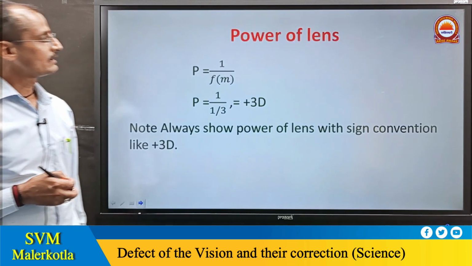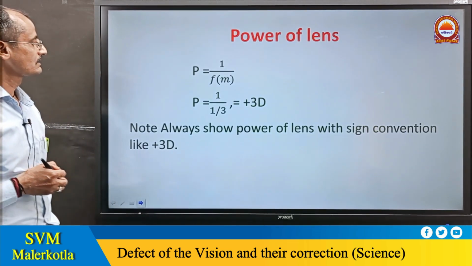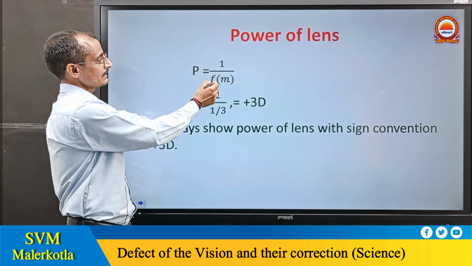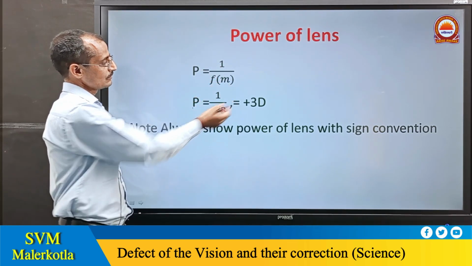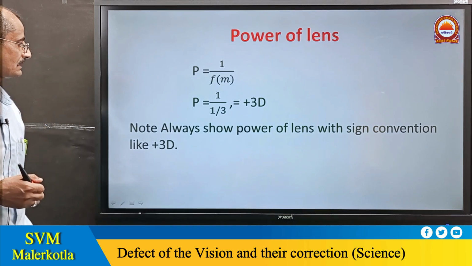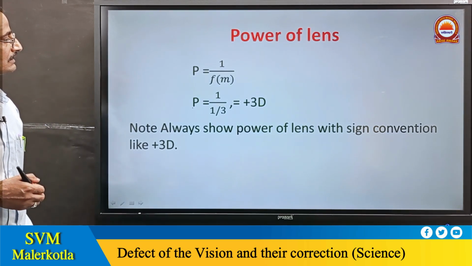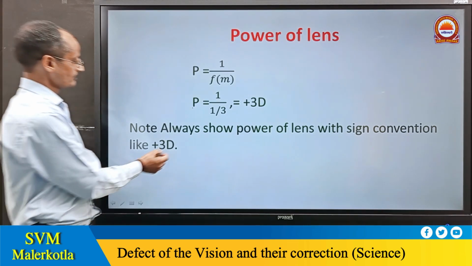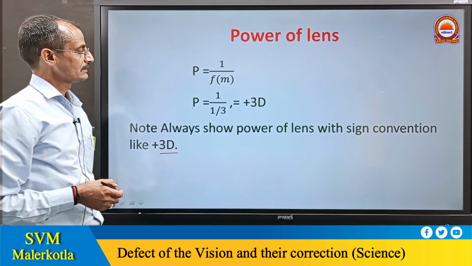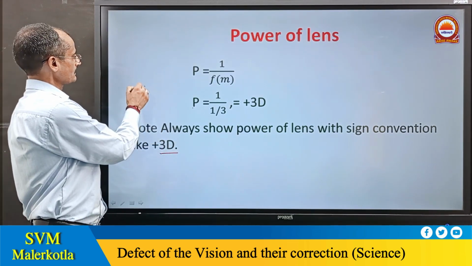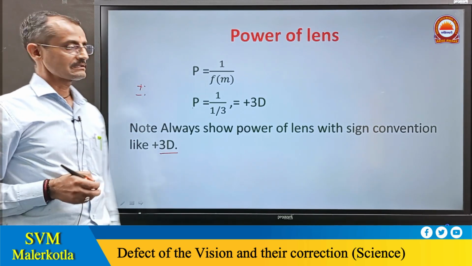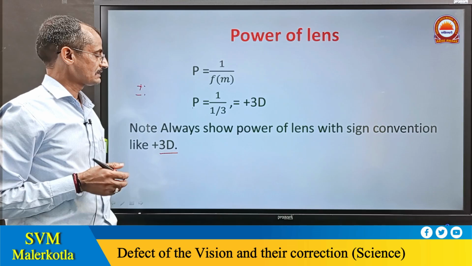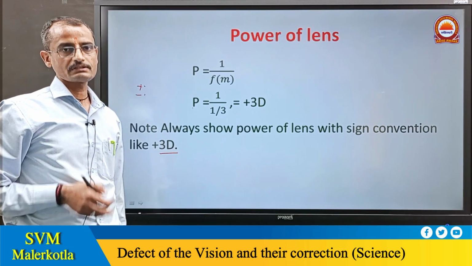Now power of a lens. Power of lens P is equal to 1 by focal length in meters. So 1 upon 1 by 3 is equal to plus 3 diopter. So note, always show power of a lens with sign, like plus 3 D. The power is always shown with a plus or minus sign so that we can understand the nature, that is, which type of lens it is.